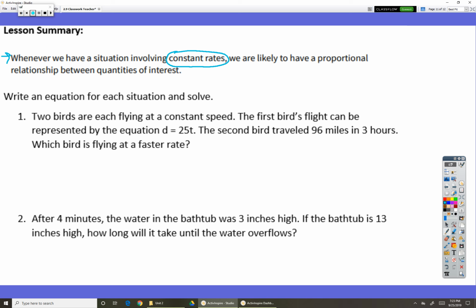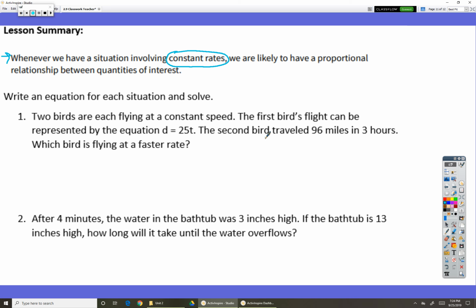All right. Hopefully you did this on your own. So let's take a look at the first one. Two birds are each flying at a constant speed. The first bird's flight can be represented by the equation d = 25t. What do you think this represents? D probably would be distance and t would be time. The second bird traveled 96 miles in 3 hours. Which bird is flying at a faster rate?